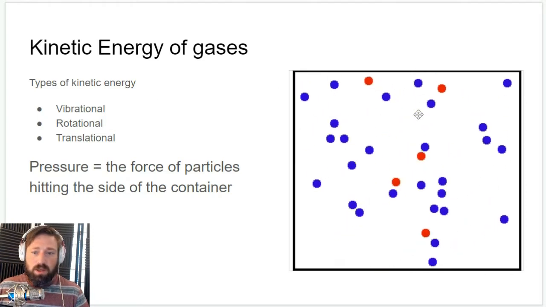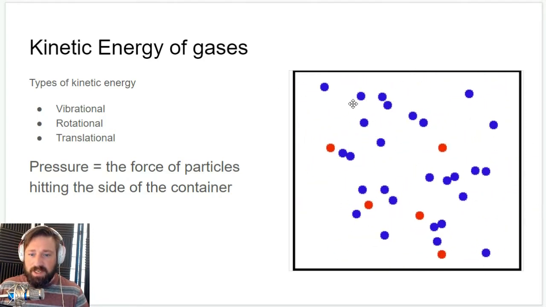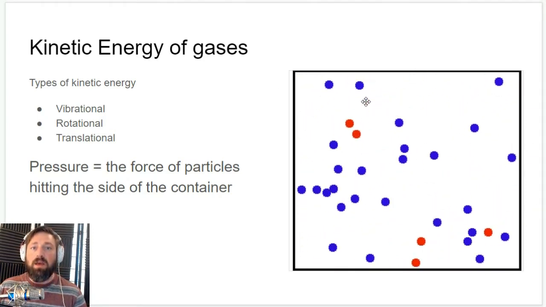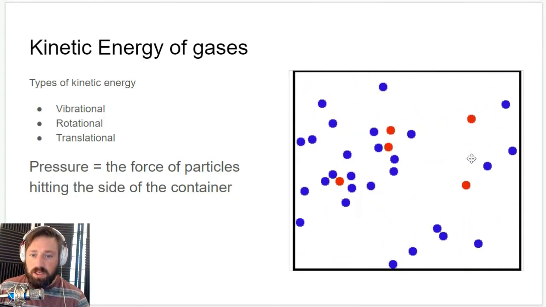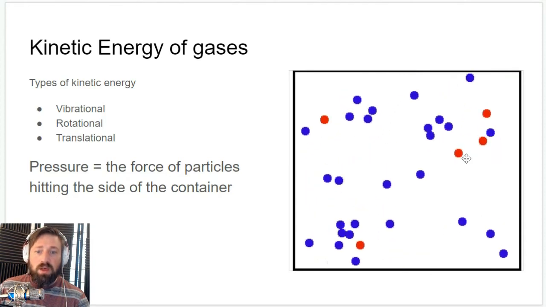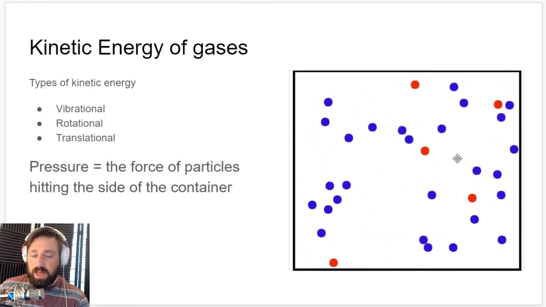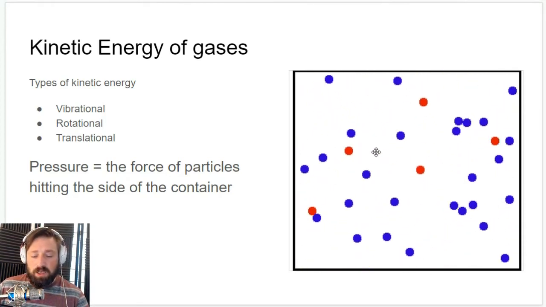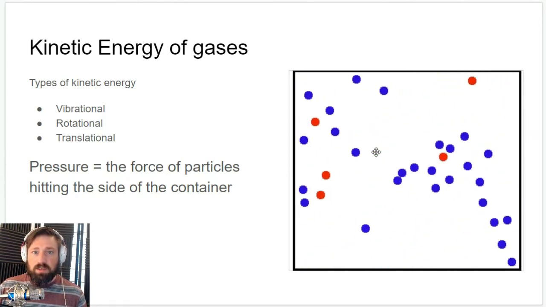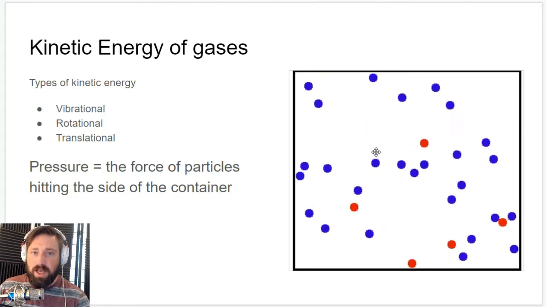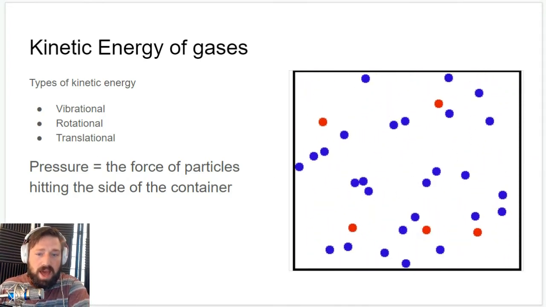Okay, so that is a basic idea behind kinetic molecular theory. These molecules are moving, they're hitting each other with a certain amount of force, and that motion, that total kinetic energy, is their temperature. Temperature is a measurement of how much kinetic energy these particles have.